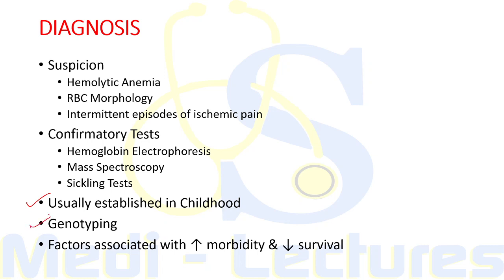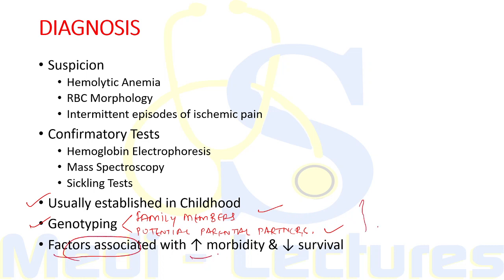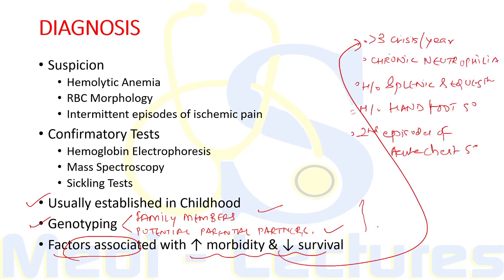Now genotyping of family members and potential parental partners is very critical for genetic counseling. Now the factors which are associated with increased morbidity and decreased survival include more than 3 painful crises per year requiring hospitalization, chronic neutrophilia, patient with history of splenic sequestration, that is acute veno-occlusion, history of hand-foot syndrome and second episodes of acute chest syndrome.